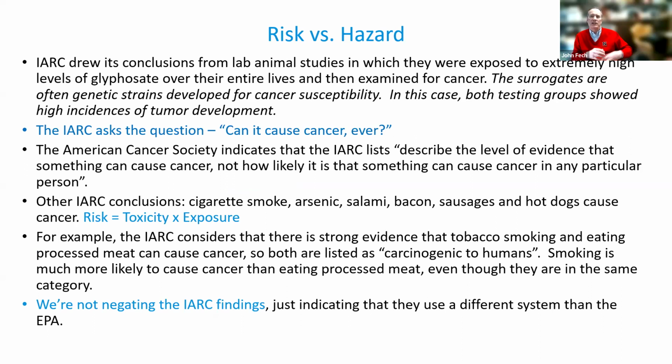Now, the IARC drew its conclusions from lab animal studies in which they were exposed to extremely high levels of glyphosate over their entire life and then examined for cancer. The lab animals used are surrogates. They're not regular lab animals, like mice you would see in the field. They're genetic strains of mice and rats developed for cancer susceptibility. And you kind of want that. You want animals that, if there is any risk, are going to get cancer from it, and therefore some additional studies might be necessary.